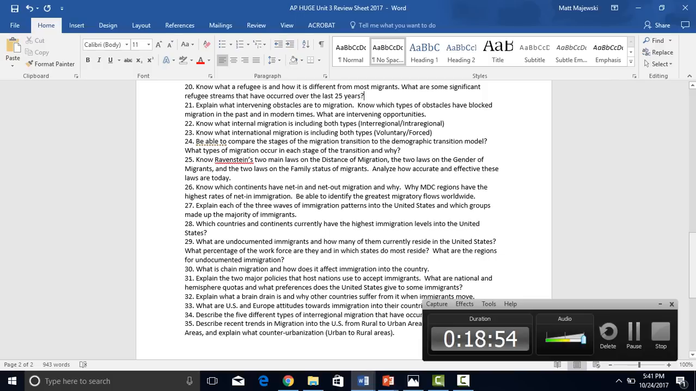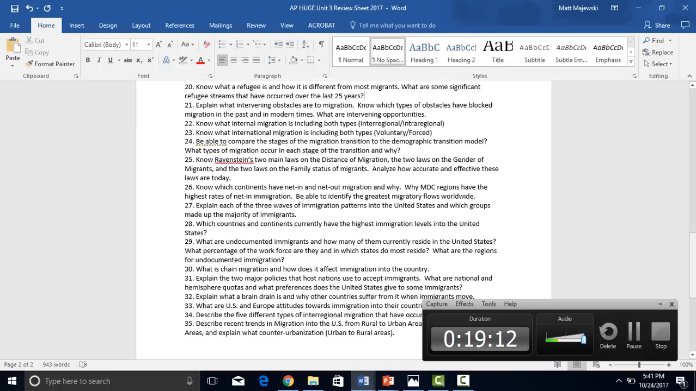Number 23, what is international migration? That's movement from one country to another. And there are two major types. Voluntary, of course, is when you choose to move from one country to another. Again, almost always for economic purposes. Of course, forced migration is when it is against your will.